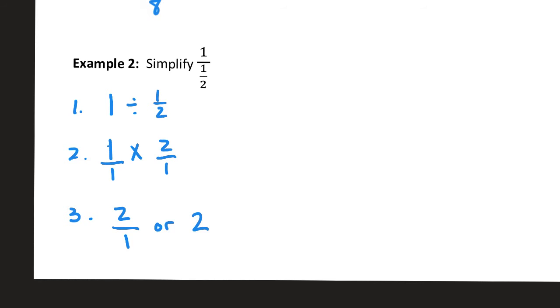So if you think about that, it makes sense, right? Because we're saying 1 over 1/2. So how many times is 1/2 going into 1? Well, there are 2 halves in 1 whole, so 2. So 1 over 1/2 would be simplified to 2.